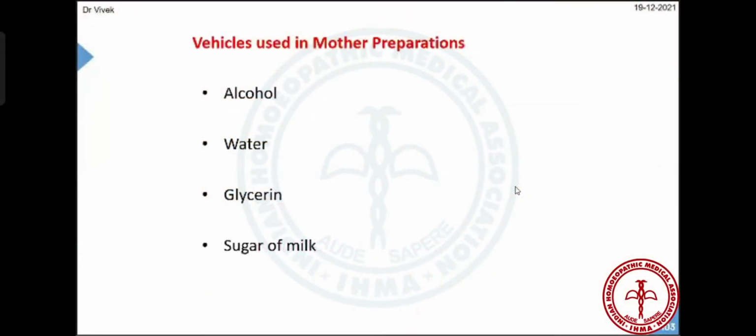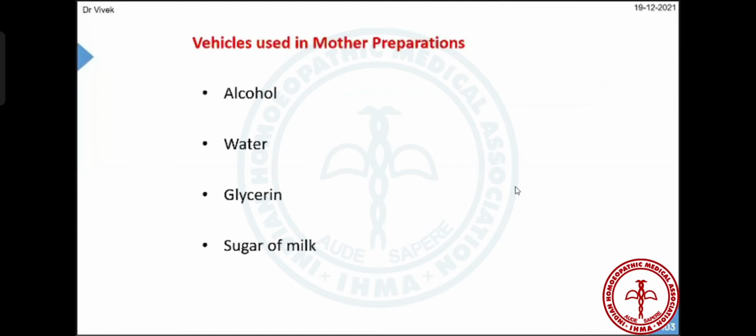For mother preparations, preparation of mother tincture, mother solution, or mother substance, we will be using alcohol, water, glycerin, or sugar of milk. Mother tincture or solution can be prepared using alcohol, water, or glycerin, and for mother substances we use sugar of milk.